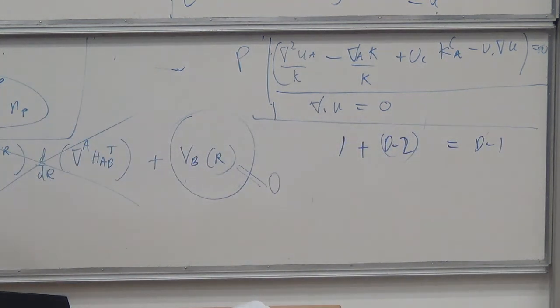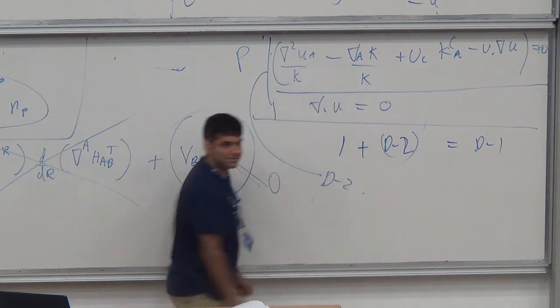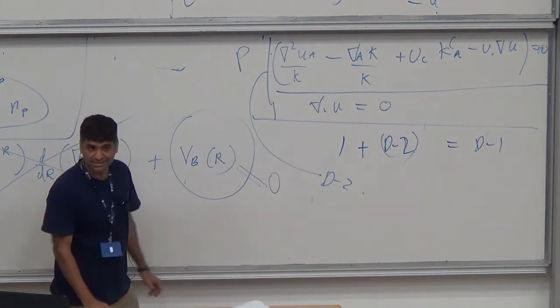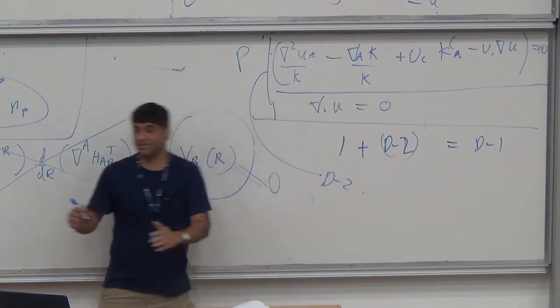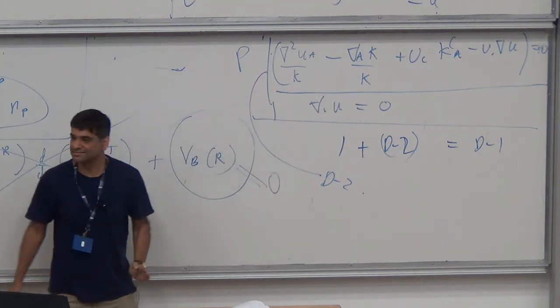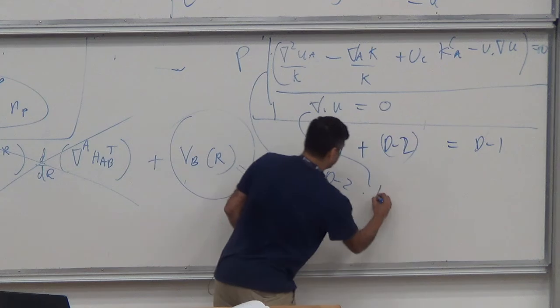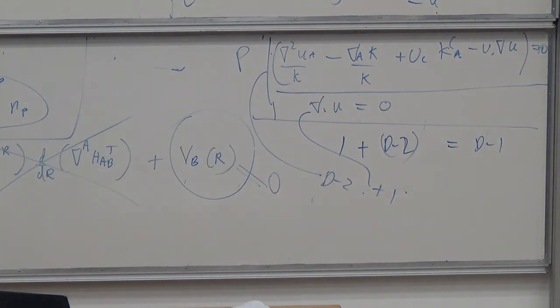How many equations do we have? Well, that's d minus 2 equations, plus 1. Why? It's d minus 2 because this was a vector, so it should have been d minus 1, but we had a projector orthogonal to u, so that's d minus 2. And then there's one more. So the number of equations equals the number of variables.